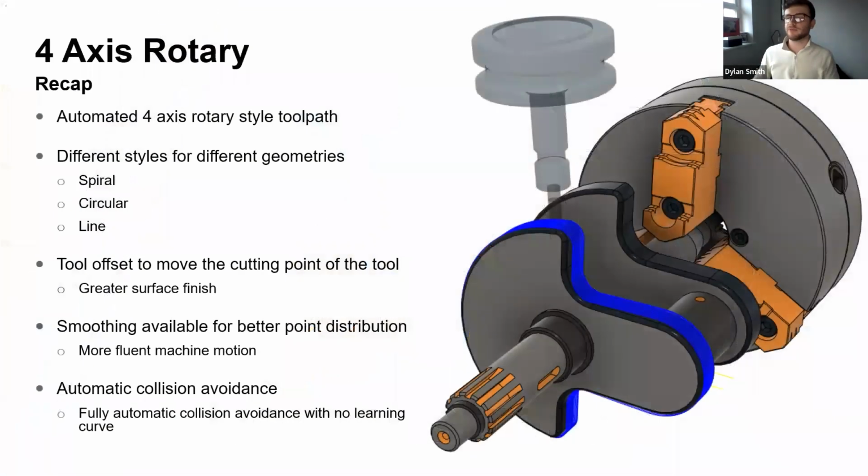Now, to recap everything we've been through, again, sorry it's rushed everyone. It's a very short webinar, but hopefully you've got a lot of information there. Four-axis rotary, it's an automated four-axis rotary style toolpath with different styles such as spiral, circular, and line. It has a tool offset option, which allows us to move the cutting point of the tool for more efficiency. It has an option of smoothing available for better point distribution, which in turn equals more fluent machine motion. And finally, it has automatic collision avoidance, which allows us to avoid collisions in that axis, therefore meaning we can take on a bigger scope of work.